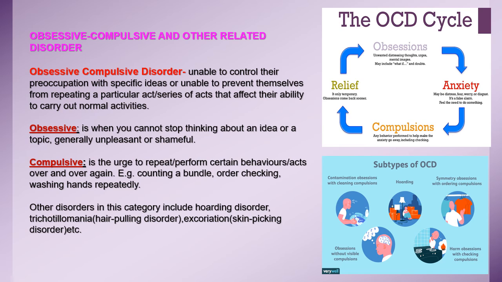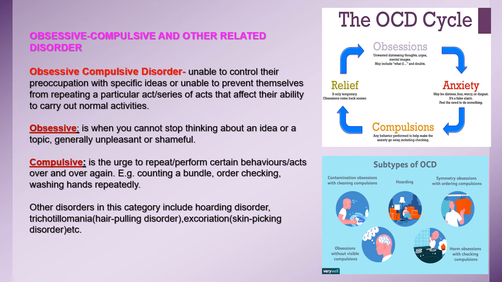Okay, so this OCD has a cycle. Obsessions are basically unwanted, distressing thoughts, urges, or mental images. They may include what-ifs and doubts. Now, this obsession leads to anxiety, which may be distress, fear, worry, or disgust, and it's a false alarm. There is a feeling that they need to do something, and when this anxiety comes, there is compulsion. Compulsion is any behavior performed to help make the anxiety go away, including checking.